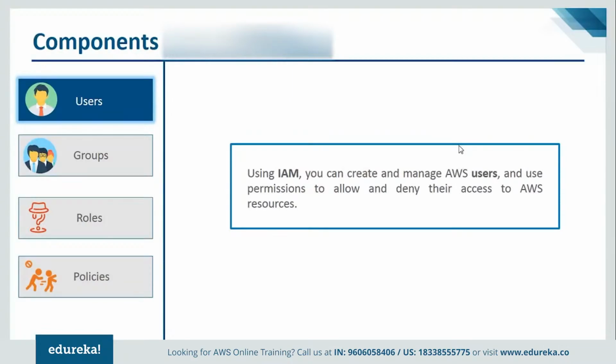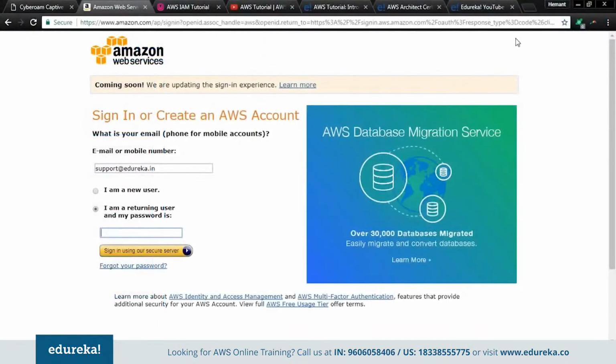Let me go to my AWS Management Console and show you how you can create a user in IAM. All right, so give me a second. All right, guys, so this is my AWS sign in page. When you log in through your email ID and your password, that is basically your root account. So what I'm going to do right now is log in using my root account and first create an admin account for myself.